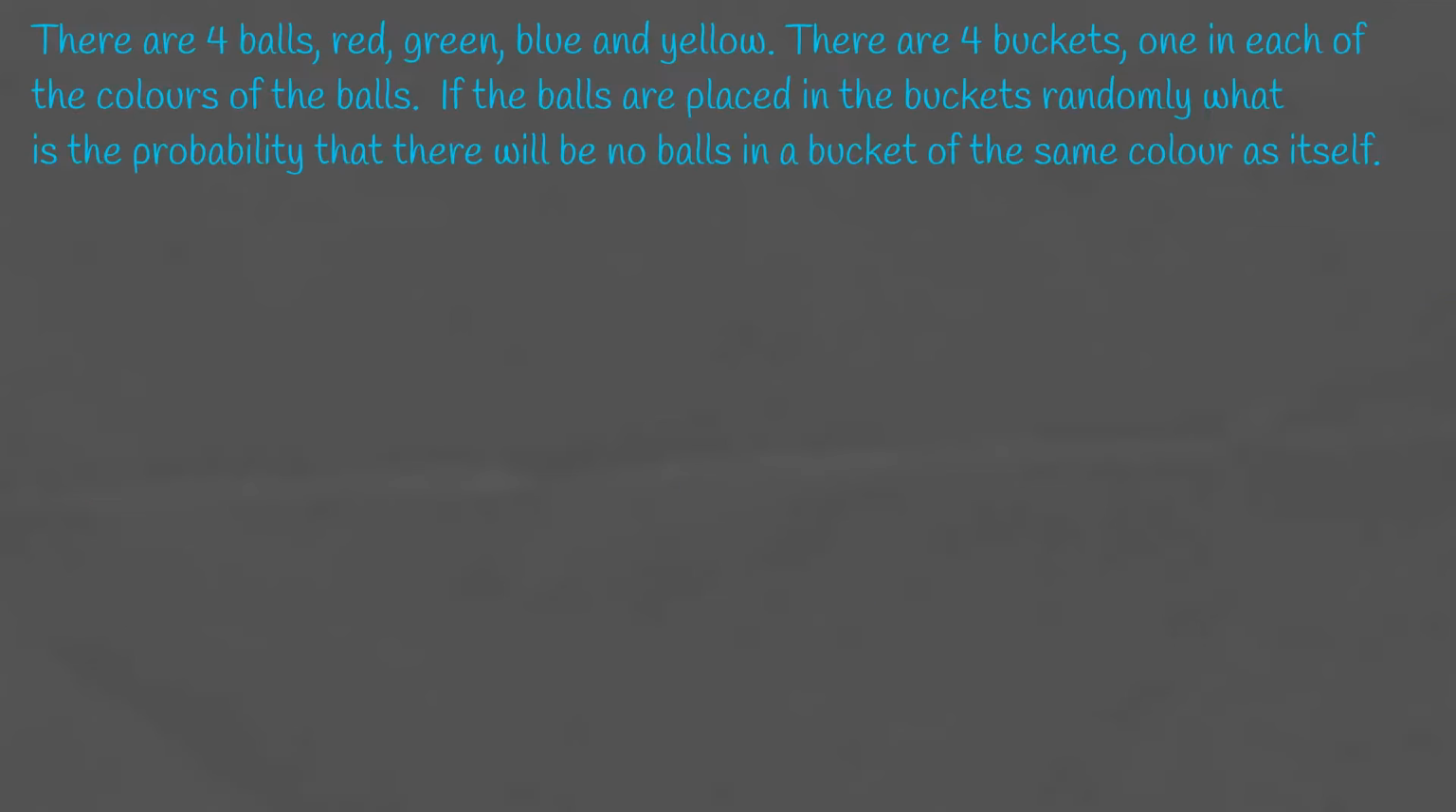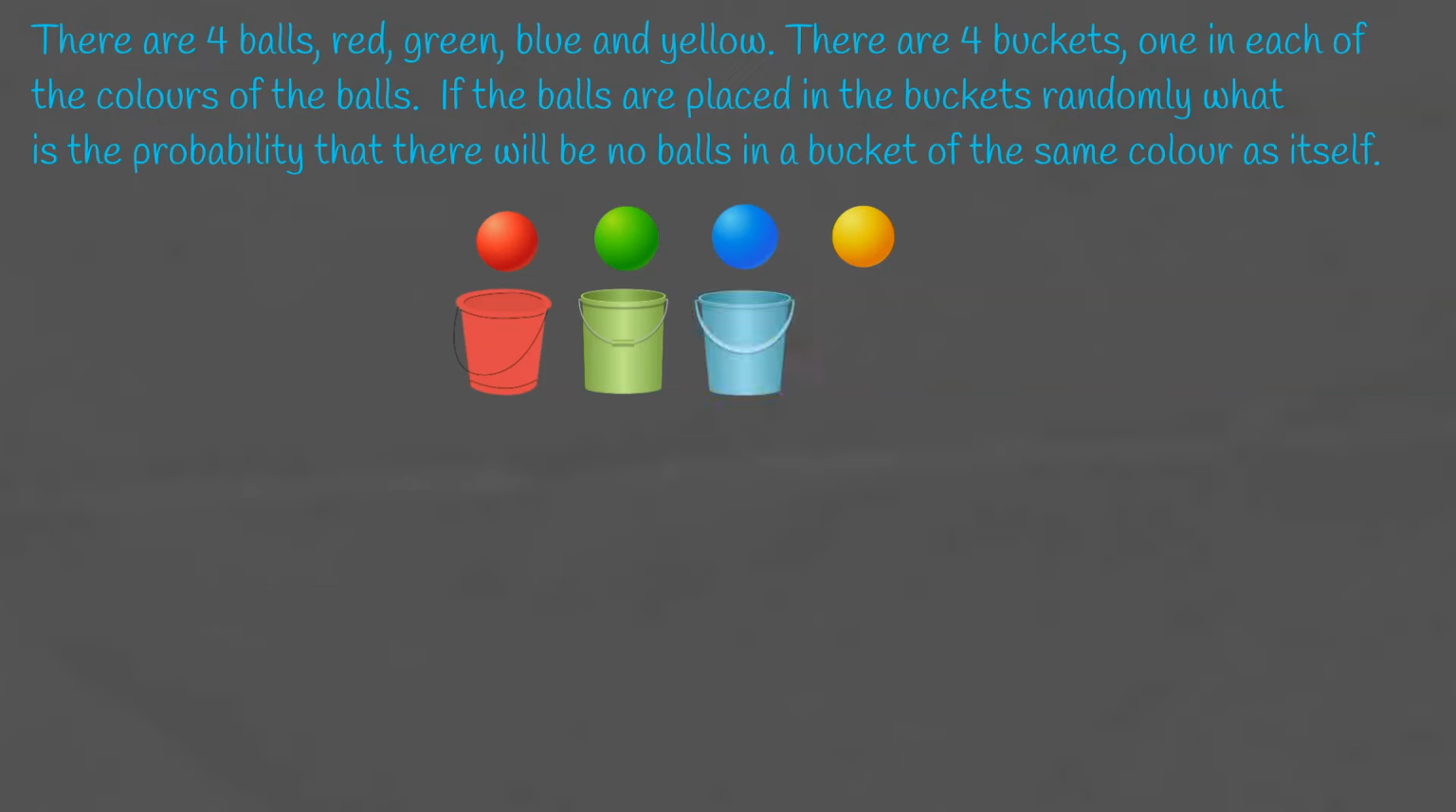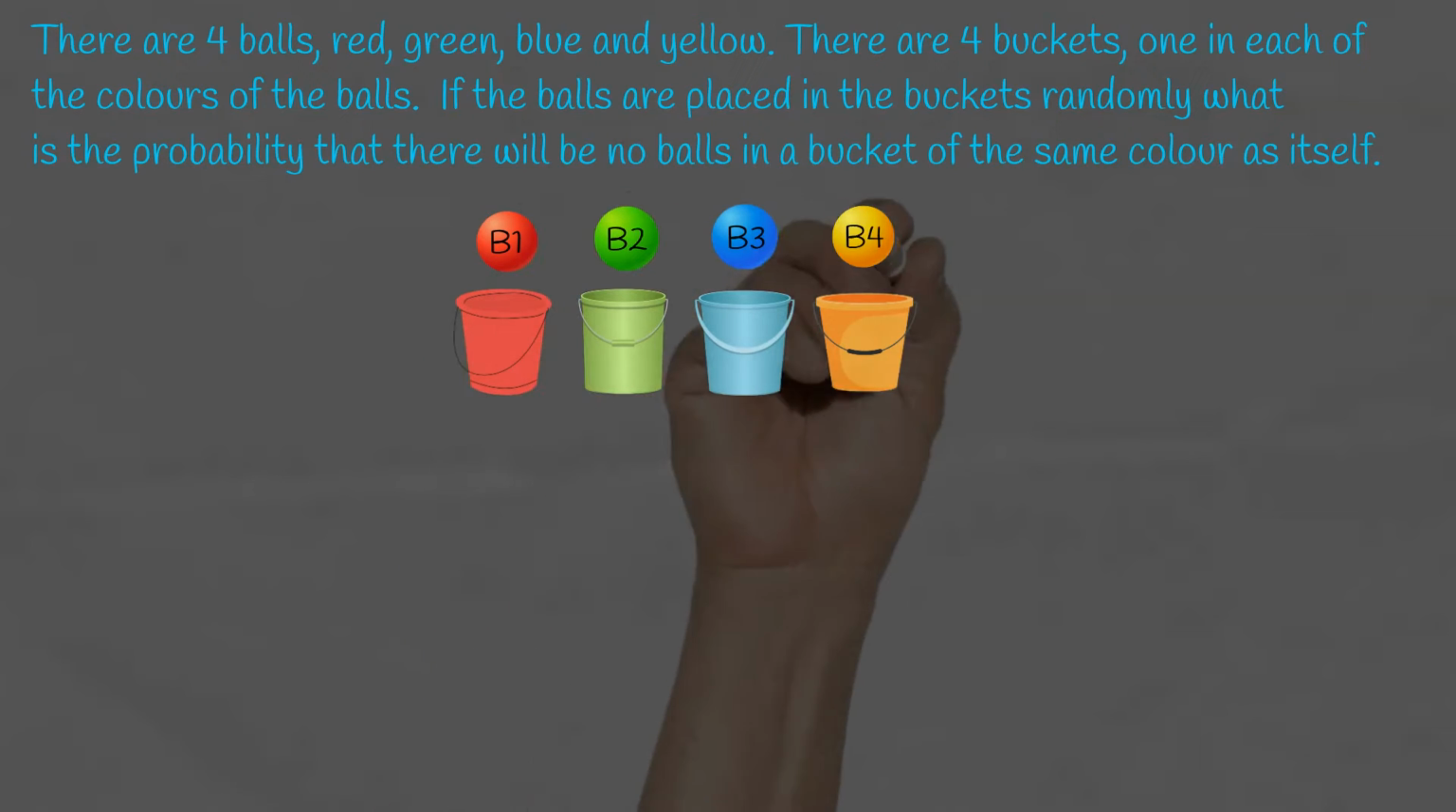Right, so for the first question, to summarise, we have 4 balls and 4 buckets. And if we randomly put the balls in the buckets, we want the probability that no ball is in the bucket of the same colour. So let's start by labelling the balls from B1 to B4 and the buckets from K1 to K4.